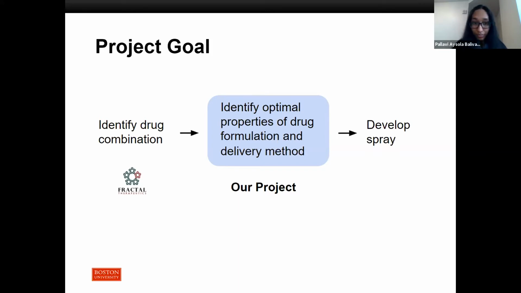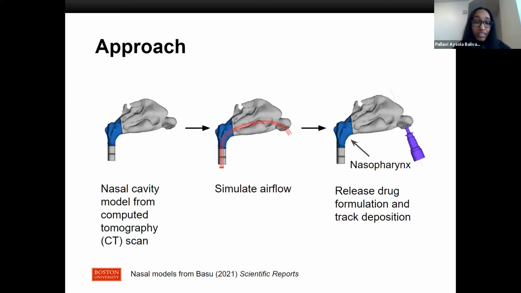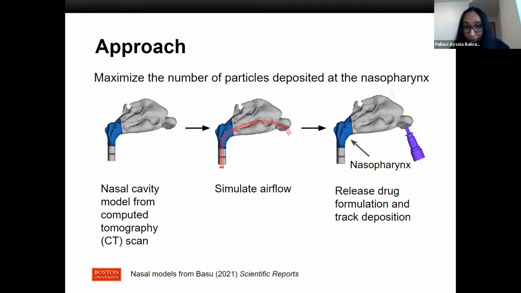So I just want to go over our workflow for a bit. So we used models of the nasal cavity that were constructed from computed tomography or CT scans of 2 patients. And then we use software to simulate airflow in the nasal cavity. And essentially what the software does is it sets up and solves some really fundamental equations that describe how fluid behaves in a particular context. So lastly, we use the same software to simulate the release of our drug formulation through the nostrils in a way that can mimic a real nasal spray. So the goal of our project is to maximize the number of particles that get deposited at the nasopharynx.